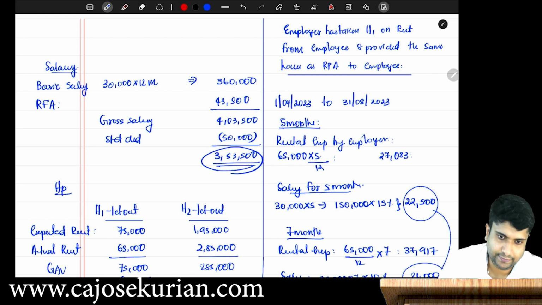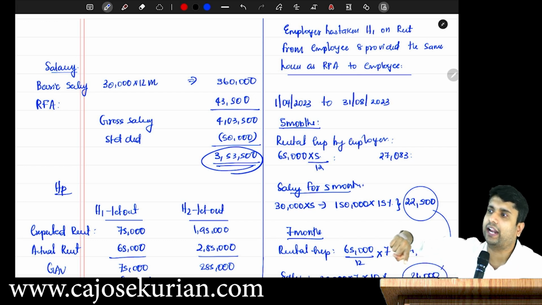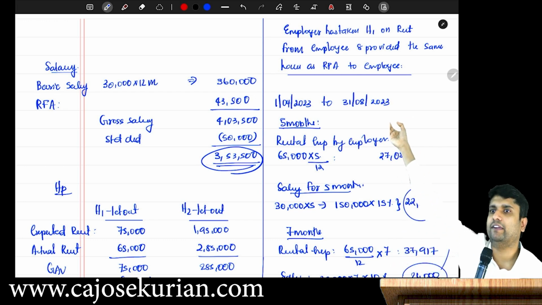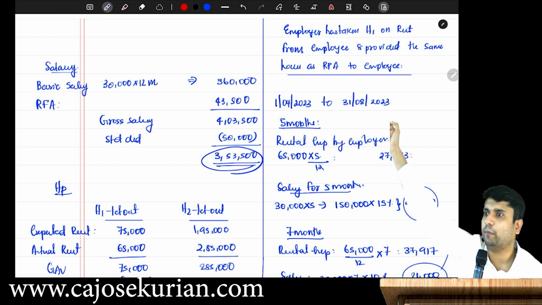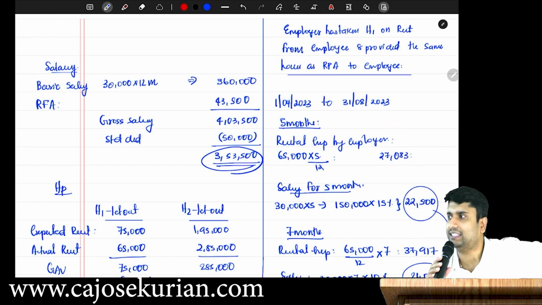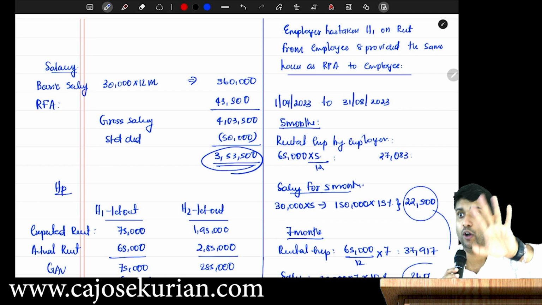So listen, the RFA thing here is, see, the house property that the employee had, he has given it on rent to, say, imagine some other person. He had 2 properties and both of the properties have been given as rent to some other person. And this employer has given him some other property as rent-free accommodation. Then what will you do?